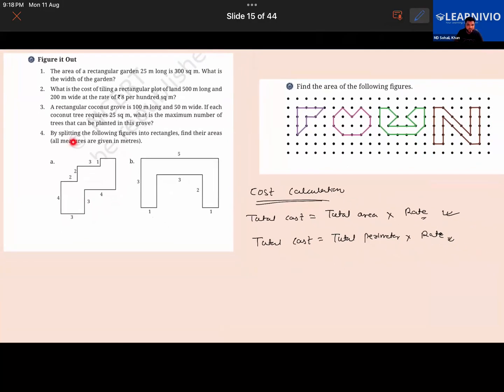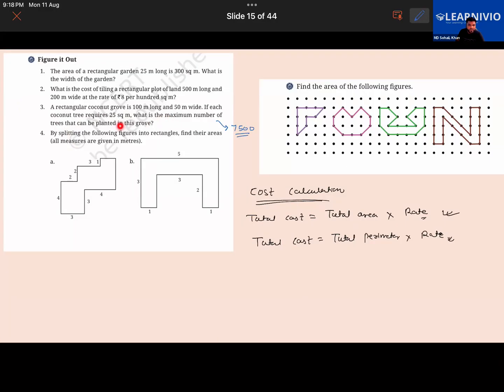Now, you guys look at this question. You also look at this question, by the way. It won't be an issue. So, question number 3: a rectangular coconut grove is 100 meter long and 50 meter wide. Sir, for that one, I think it is 7,500. For this one you're saying. Yes. Okay.